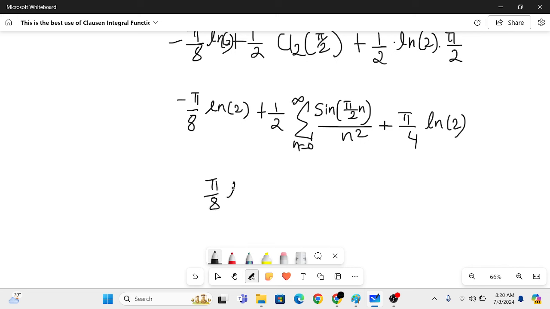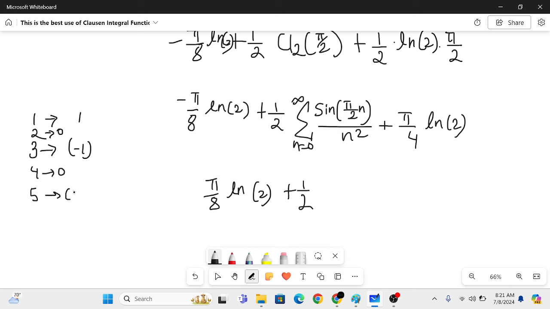And over here we have to notice how the sine of pi by 2 n changes. For let's say, if n is 1, that will just be 1. When n is 3, that will be minus 1. At 2, that is just 0. At 4, that is just 0. At 5, that is again 1. At 6, that is 0. So how do we write this sum? At 1, this will be 1, 3 minus 1, 5, 1.